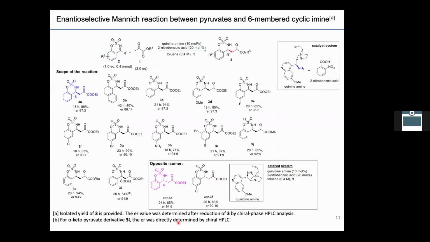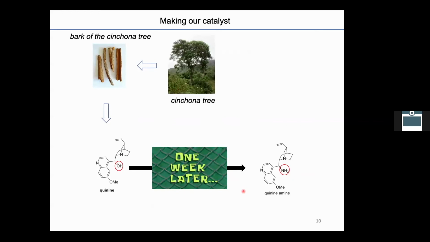And you synthesize the opposite enantiomer of your catalyst also? Yes, these amine molecules are not commercially available, as far as I know. But the hydroxyl group, the OH derivative of quinine, is available because it's a natural resource, and we can easily extract it from there.